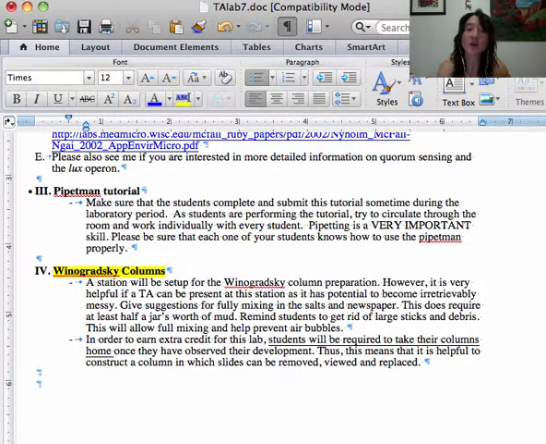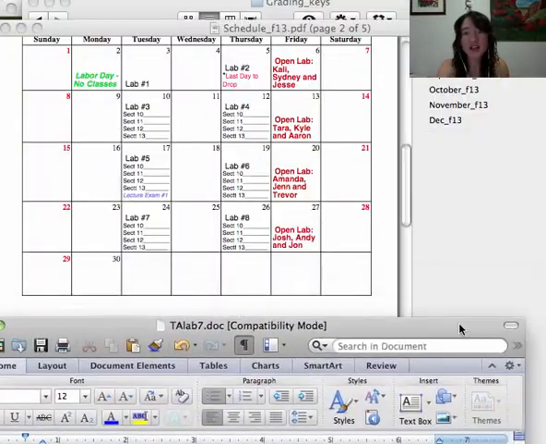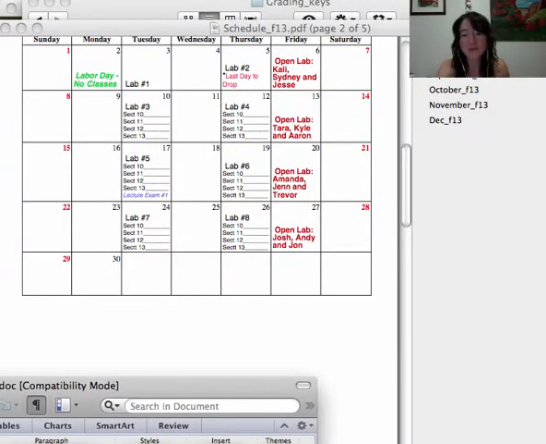I want to make note of the Winogradsky columns. I'm going to draw a picture on the board about them. I want to make sure that they feel like due justice is being given to those columns. Okay, let's look at TA guidelines for Lab 8.